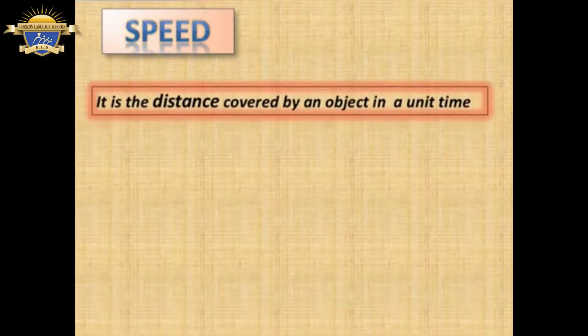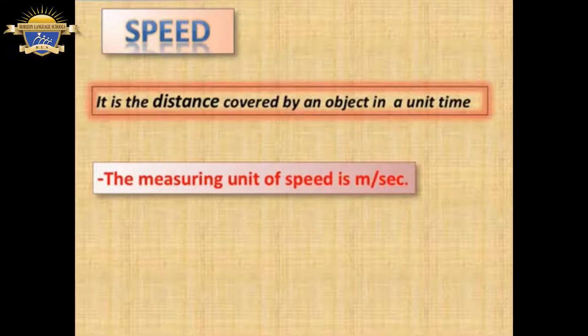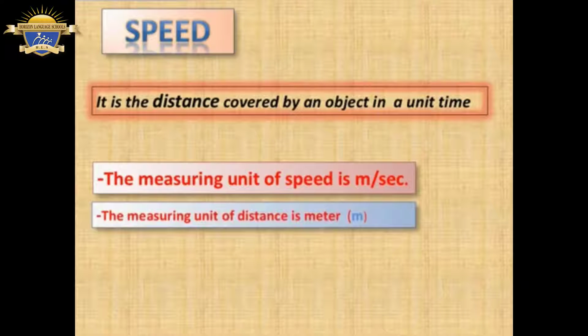First, when the object position changes as time passes according to the position of another object, we can say that the object is in a state of motion. So, what is the speed? It's the distance covered by an object in a unit time. The measuring unit of speed is meter per second.